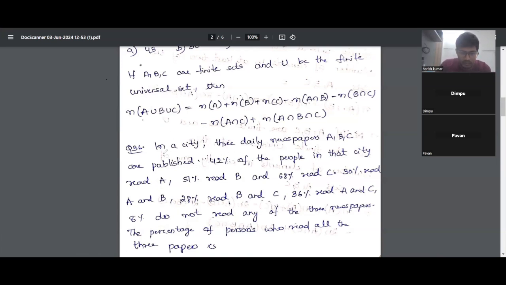In a city, 3 daily newspapers A, B, C are published. 42% of the people read A, 51% read B, 68% read C, 30% read A and B. Simple, just plug in the numbers.